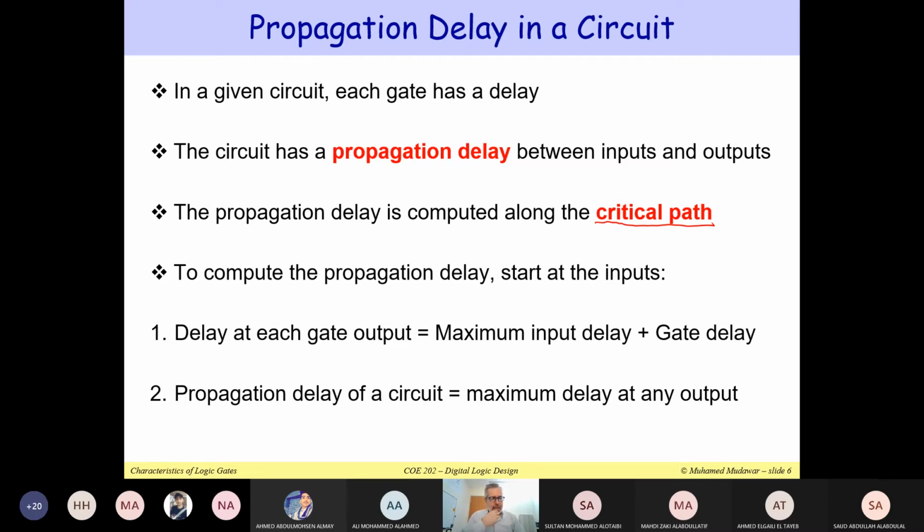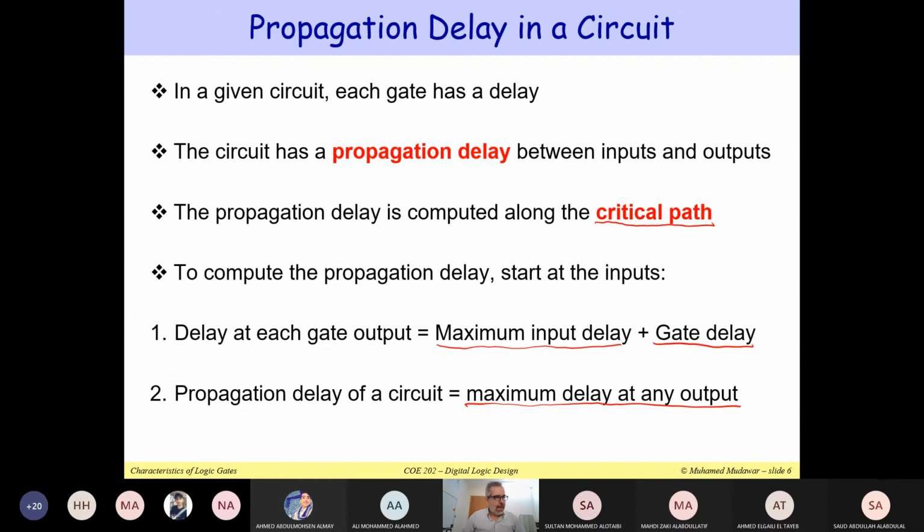So what we have to do is compute the propagation delay. We start at the inputs, and then we look at each gate inside the circuit, and we look at the maximum delay at any input for this gate, and this is what we call the maximum input delay, and then we add to it the gate delay. So this will give me the delay at each gate output. Now, if you would like to find the propagation delay of a given circuit, look at the maximum delay at any output, and that will give you the propagation delay of the circuit.